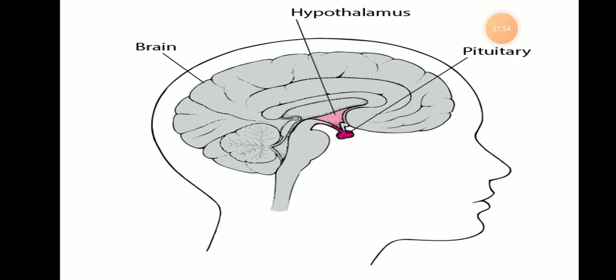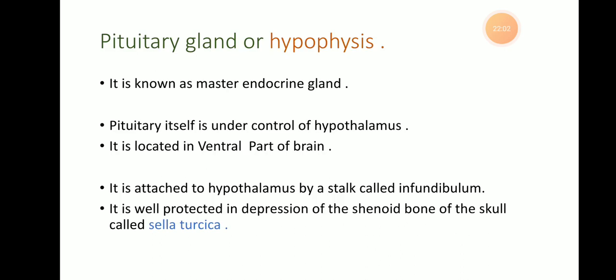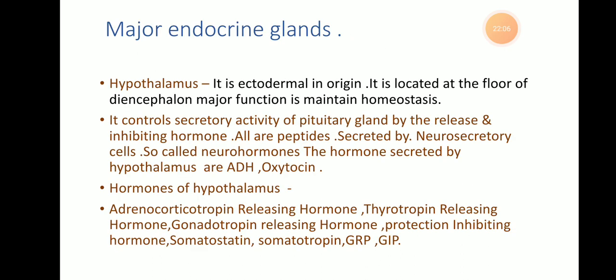So all hormones of hypothalamus are peptides, and they are secreted by the neurosecretory cells. So they are called neurohormones. That means the hormones which are secreted by the hypothalamus are known as neurohormones, and the hormones may be ADH or maybe oxytocin. Okay, ADH, adrenocorticotropic hormone.